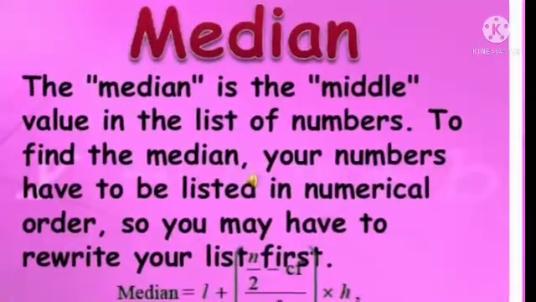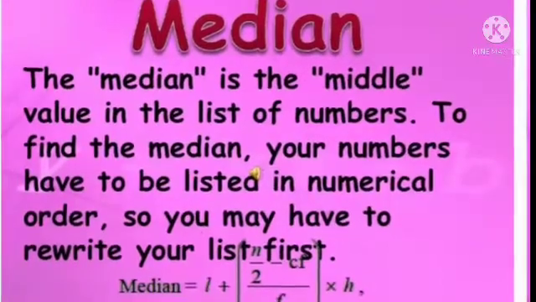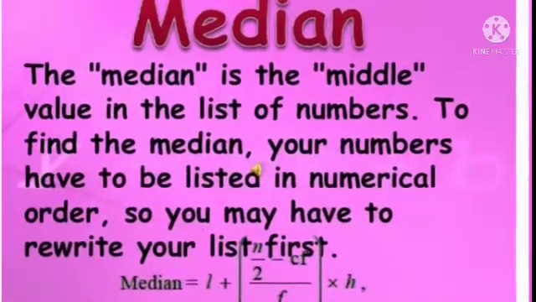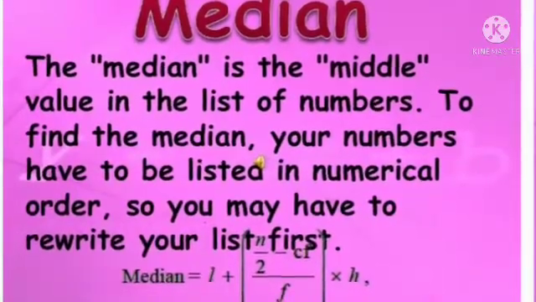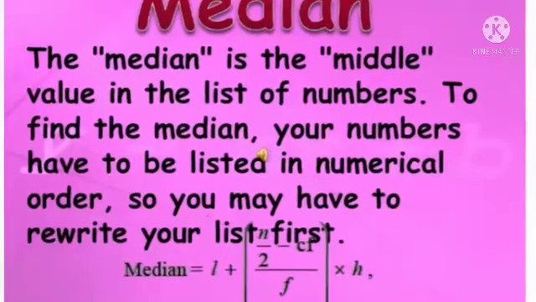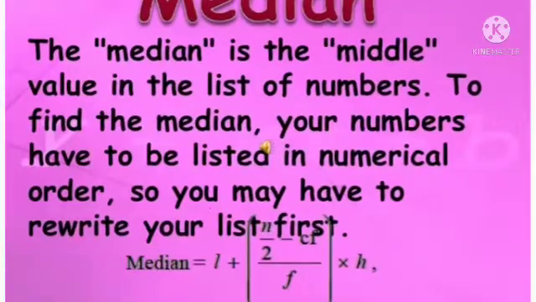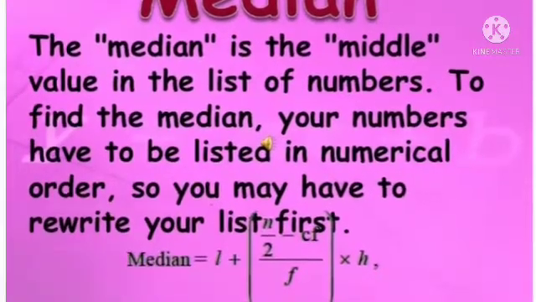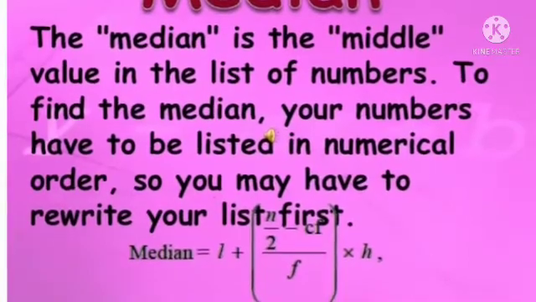The next subtopic is median. The median is the middle value in the list of numbers. To find the median, your numbers have to be listed in numerical order, so you have to rewrite your list first. Median is equal to L plus (n upon 2 minus Cf upon f) multiplied by h.